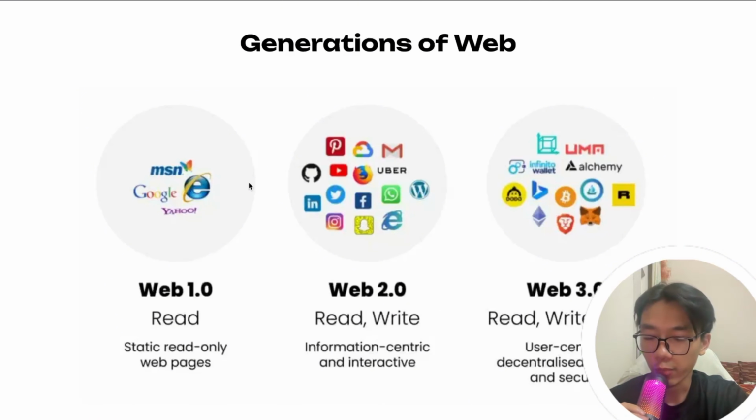To understand why we need Web3 technology, we have to go back a bit over the generations of web technology. In Web 1.0, we basically just read static, read-only web pages. In Web 2.0, we have read and write, information-centric and interactive. And in Web 3.0, read-write-own, where it's user-centric, decentralized, and also private and secure. I'm going to go into the details in a later slide.